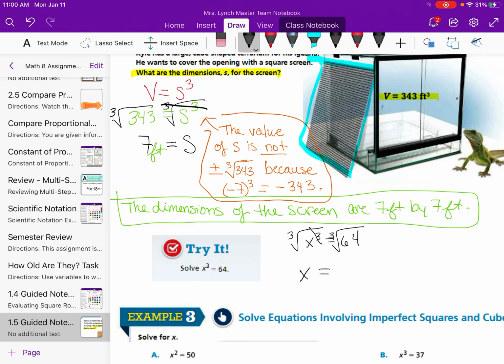And now we need to figure out what number times itself 3 times gives you 64. In this case, it's 4. So 4 times 4 times 4 would give you 64. And again, this was just a practice problem. There was no story or application to go along with it. So you don't have to worry about 4 feet, 4 inches, anything like that. It's just done.